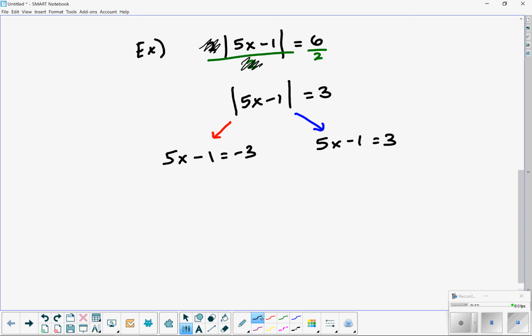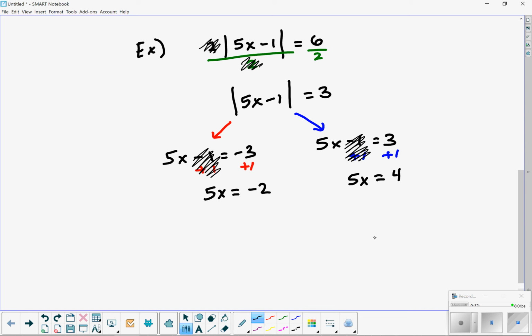Alright, solving it, and again, I'm going to do the same thing. I'm going to solve both of them at once. I'm going to go ahead and add 1, and I'm going to go ahead and add 1. Okay, by doing that, I'm going to allow myself to eliminate these and eliminate these. So I will have 5x equals -3 plus 1 is -2. And over here, 5x equals 3 plus 1, which is going to give me 4.